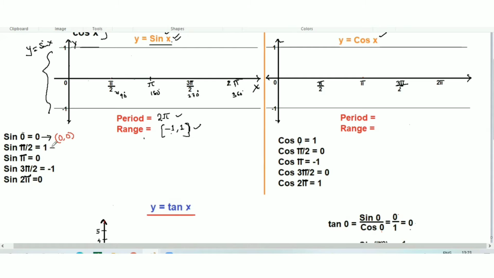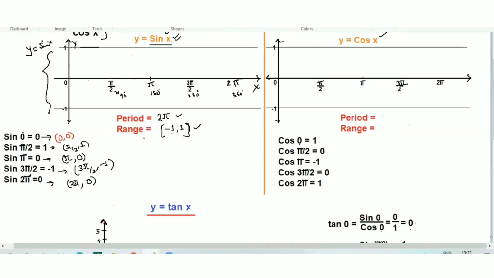Now the next angle I have taken is pi over 2 for x. Sine pi over 2, if I put it in the calculator, will give me the value 1. So what is the coordinate point here? x is pi over 2, and we get y equal to 1. Then the coordinate point here, x is pi, and we get value 0. Then we have the coordinate point 3 pi over 2, and we get -1 for y, and then 2 pi for x, and we get y equal to 0.